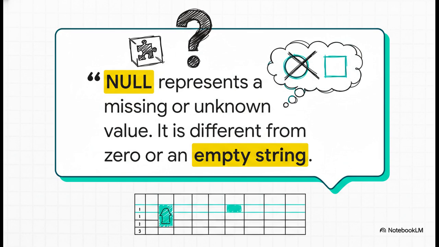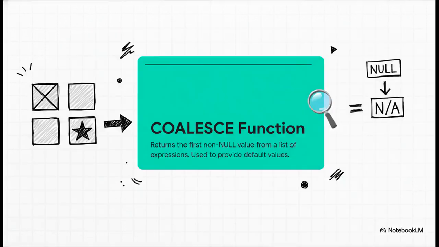It doesn't mean an empty space. It simply means we don't know. It is a placeholder for a missing piece of information, and understanding that is the key to writing queries that give you the right answers. So, how do we actually handle these nulls?